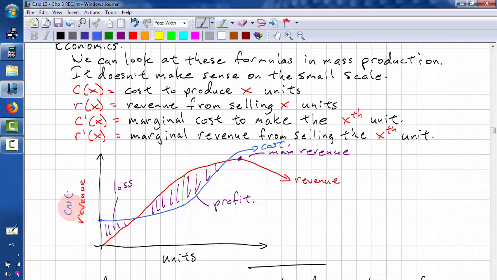Okay, so if we have blue as our cost, red as our revenue, this is a loss. So if we're doing revenue minus cost, we're losing money because it's costing more to produce than what we make. Here, revenue is higher than cost, so this is profit. So P of X equals R(x) minus C(x). Okay, and marginal profit is going to be the derivative.